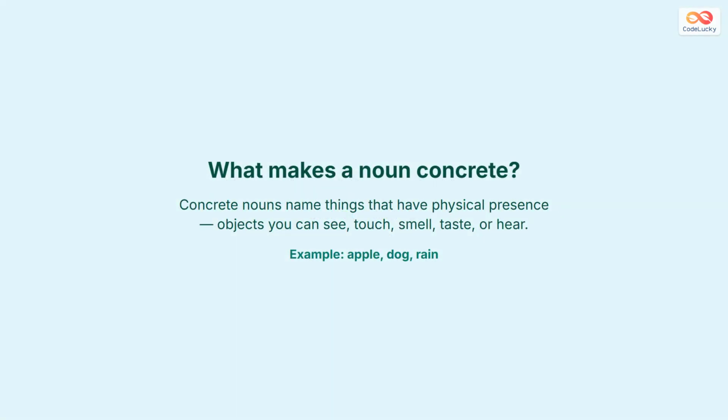A noun is concrete if it names something that has a physical presence or can be experienced through the senses. You can see, touch, smell, taste, or hear concrete nouns. For example, apple, dog, and rain are all concrete nouns.